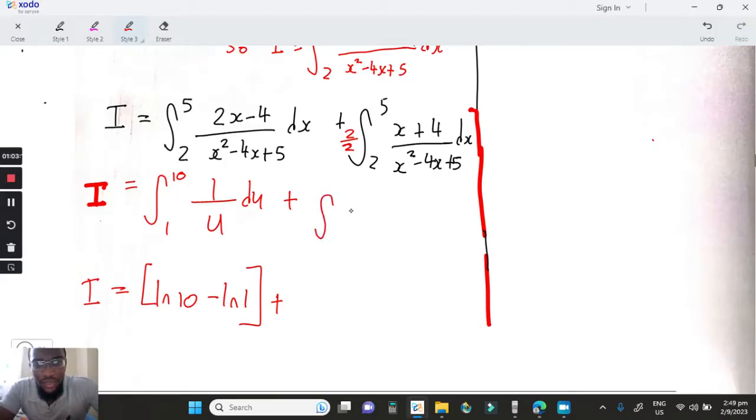So I change this now to 2x, and I have a half out here. So I have 2x plus 8 over x squared minus 4x plus 5 dx. And I can always change my plus 8. What I want is just a number, right? So I can always change my plus 8. I need a negative 4, so negative 4 plus 12, because 12 minus 4 is 8.